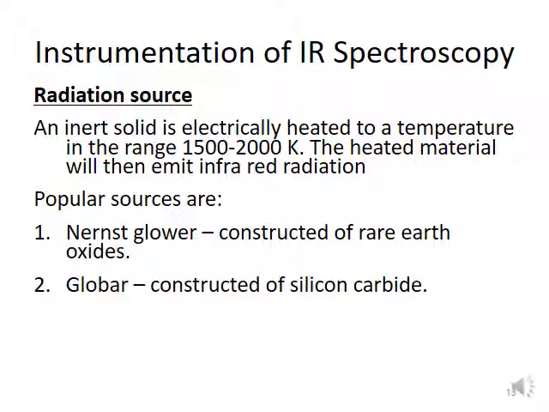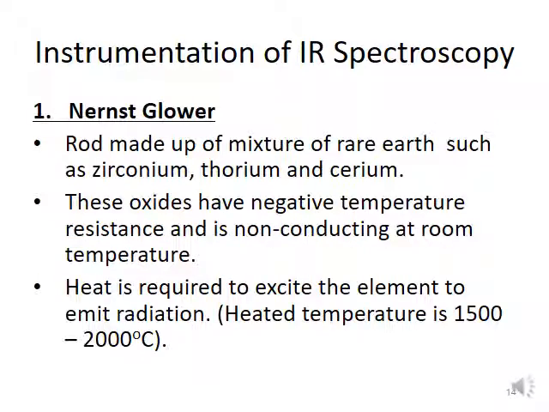The second one is the Globar. Globar is constructed of silicon carbide, and it can also emit infrared radiation. So now, for the first source of infrared, the Nernst glower.